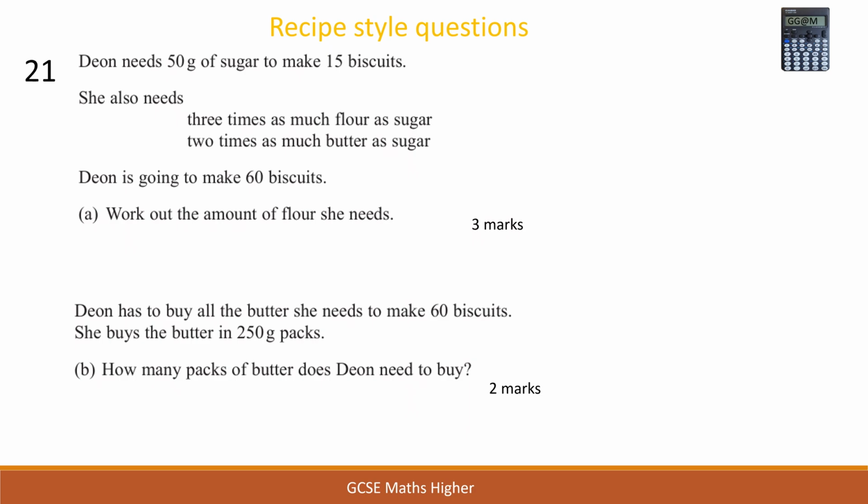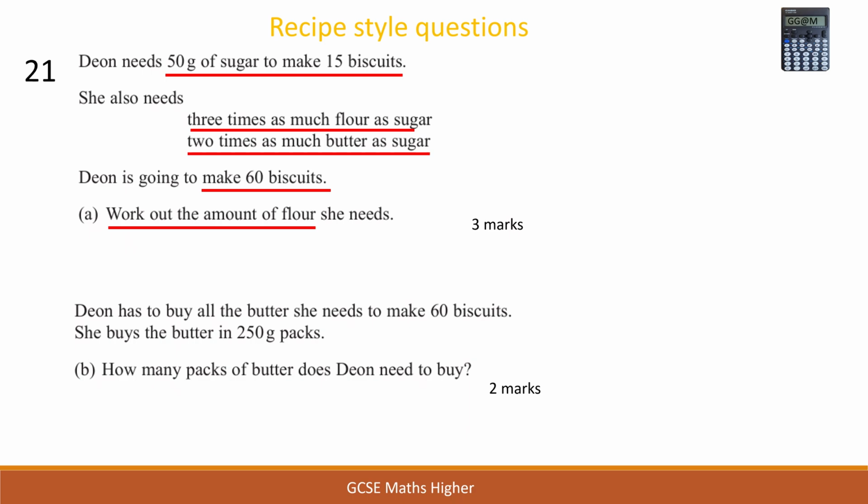So the key words of the question were: you've got 50 grams of sugar to make 15 biscuits. You're told 3 times as much flour as sugar, twice as much butter as sugar. We're going to make 60 biscuits and you need to work out how much flour is needed, for 3 marks. And then all the butter she needs to make 60 biscuits. She buys the butter in 250 gram packs. How many packs of butter does she need, for 2 marks?